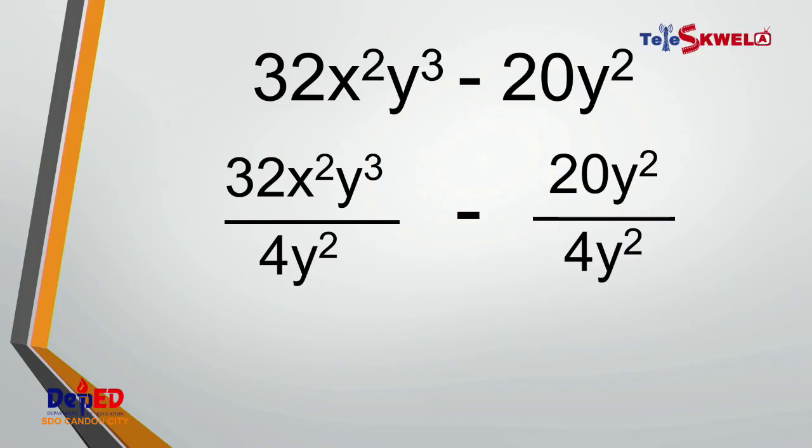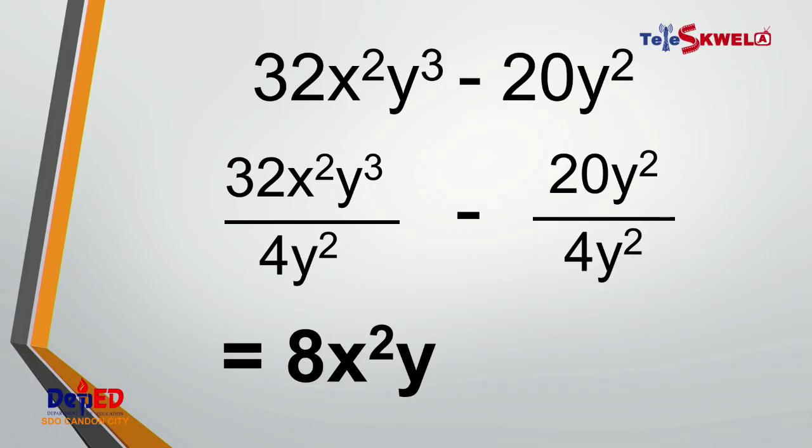So 32 divided by 4 is equal to 8. Then we drop x squared. Then for y, we subtract their exponents. 3 minus 2 is 1. So we have y. Therefore, 32x squared y cubed divided by 4y squared is equal to 8x squared y.